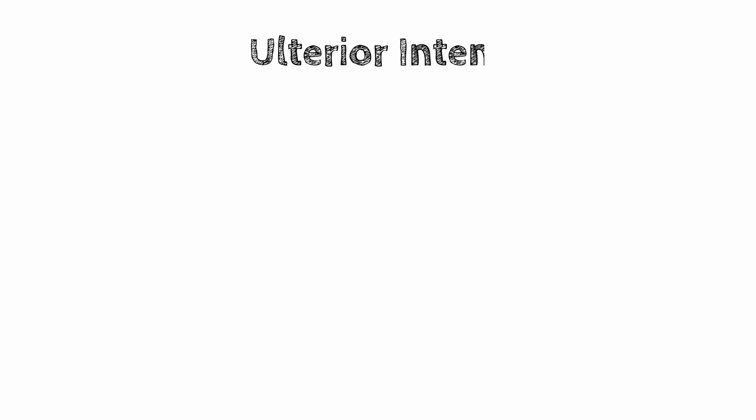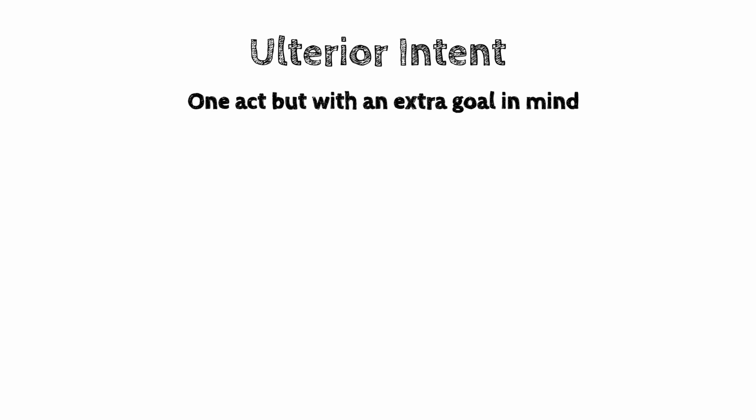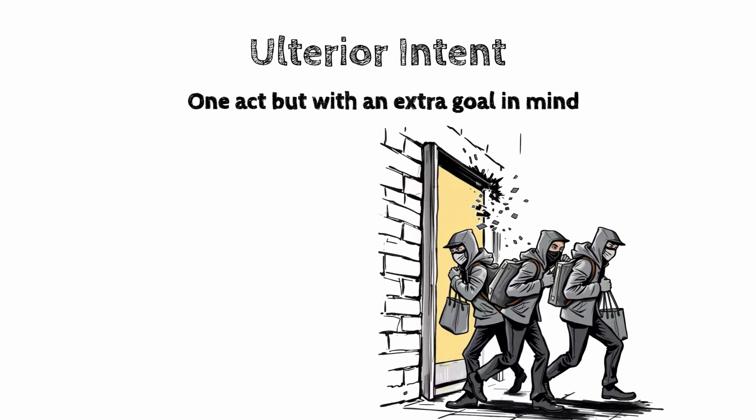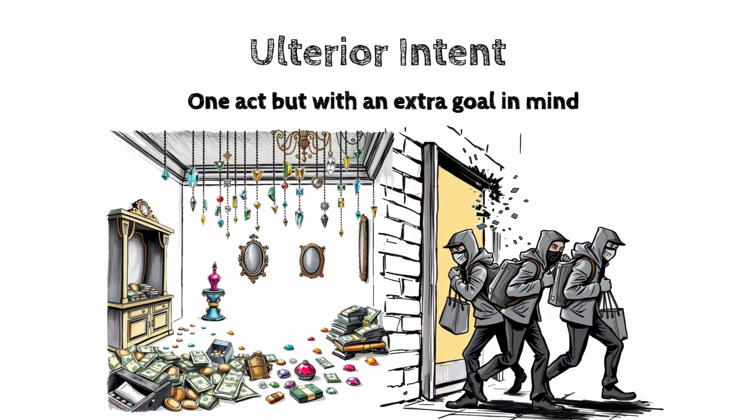Ulterior intent. Ulterior intent is where the person commits one act but with an extra goal in mind, like burglary, which includes the intent to steal. Example, burglary involves entering a building as a trespasser with an ulterior intent to commit theft, GBH, or criminal damage. Even if the offense isn't carried out, the crime is complete if the intent existed at the time of entry.